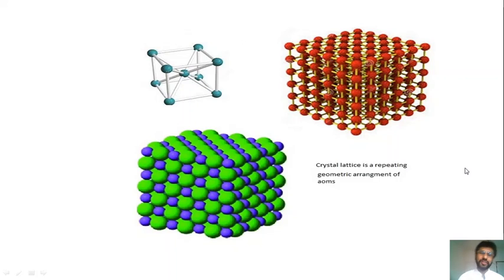Now this figure shows how the crystal looks after its formation. Here these are the unit assemblies of atoms or molecules. So the crystal lattice is a repeating geometric arrangement of the atoms. This is the ordered repeating arrangement of the atoms, and in solid state physics it is very important. The crystal is a very basic concept of solid state physics, and you should know how the crystal gets formed. Thank you.